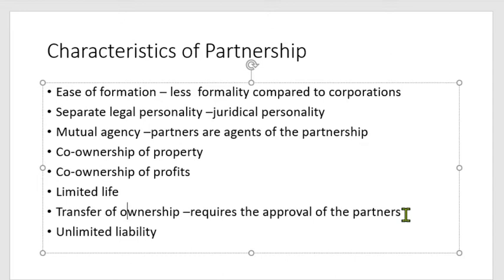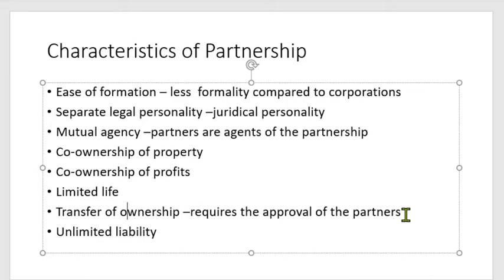It cannot be automatically transferred. It should require the approval or the consensus of all the partners. So, for example, in case of dissolution, the transfer of ownership, whether to a new or existing partner, requires the approval of the remaining partners. So, yun ang rule natin on transfer of ownership.